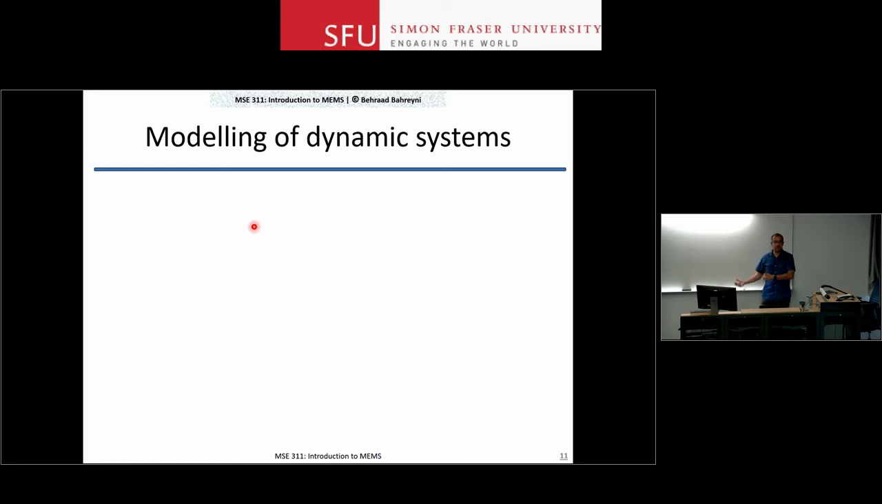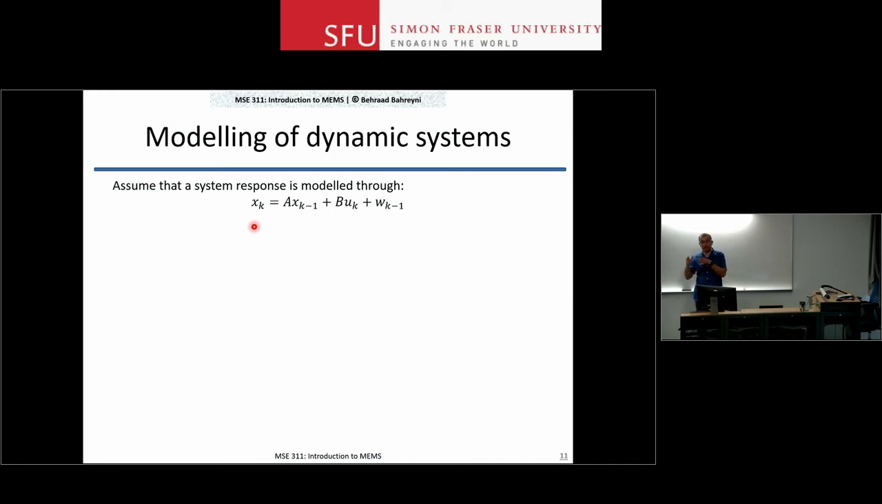And what if my sensors are measuring different parameters than my, let's say, system state? So let's assume that this is my system response. This is how I model my system response. If I have x, the system state, at the previous time step, k minus 1, A times x k minus 1 should give me x at this point, right? So A is representing the system model, basically.